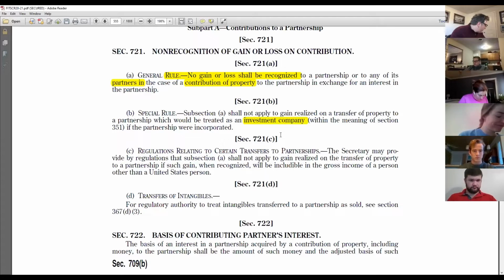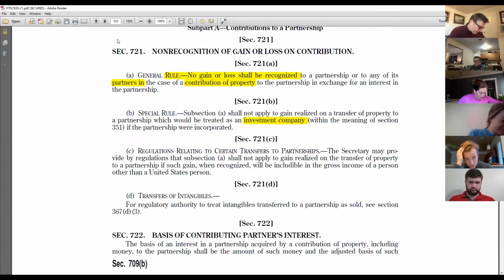Very rarely would it apply. So this is a pretty easy rule. No gain or loss recognized. And it's a nice rule for partnerships. Let's just take a little detour into corporate for a second.